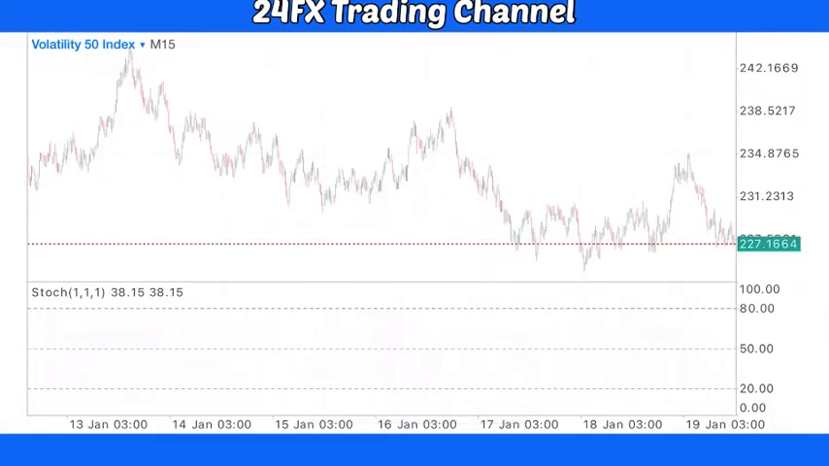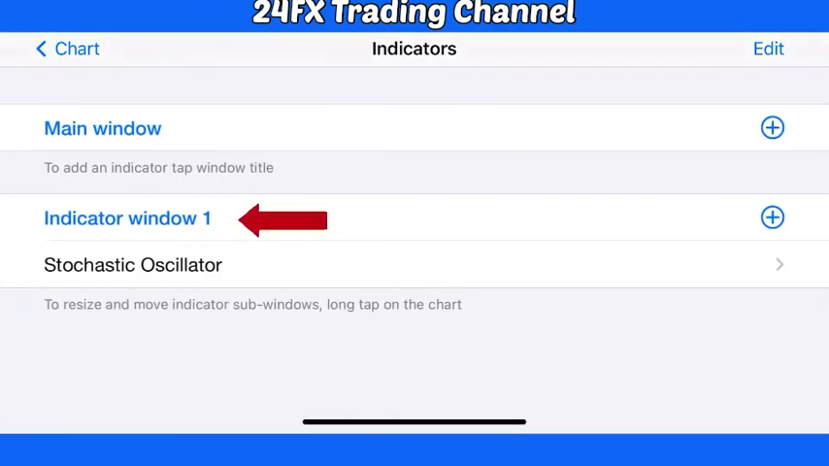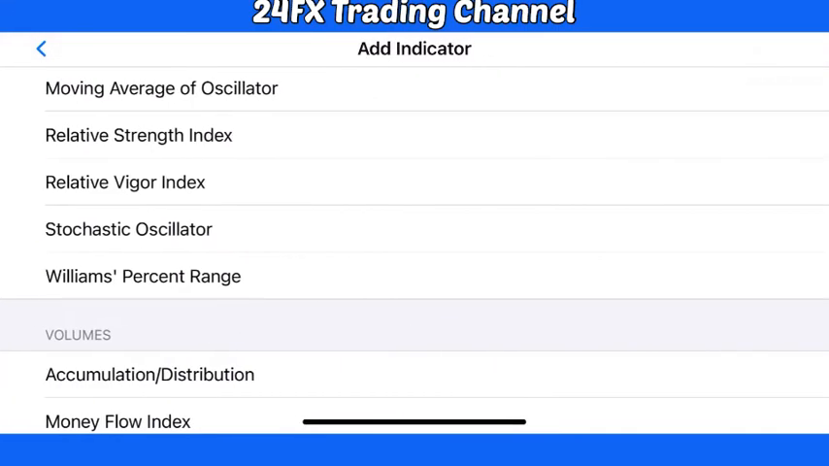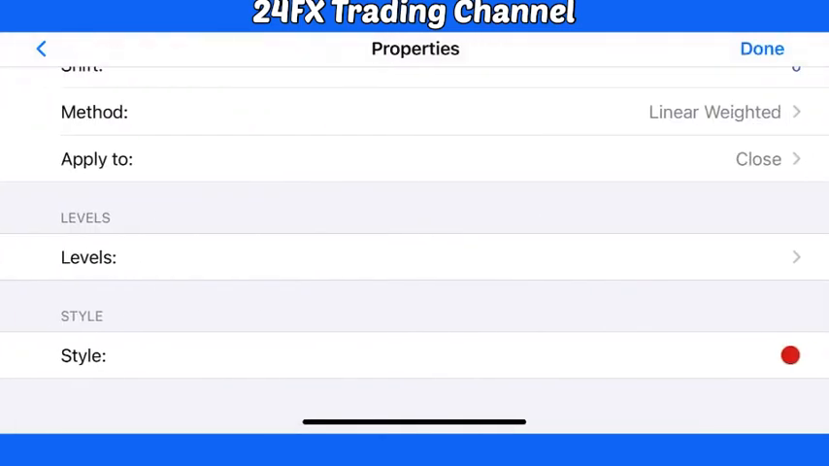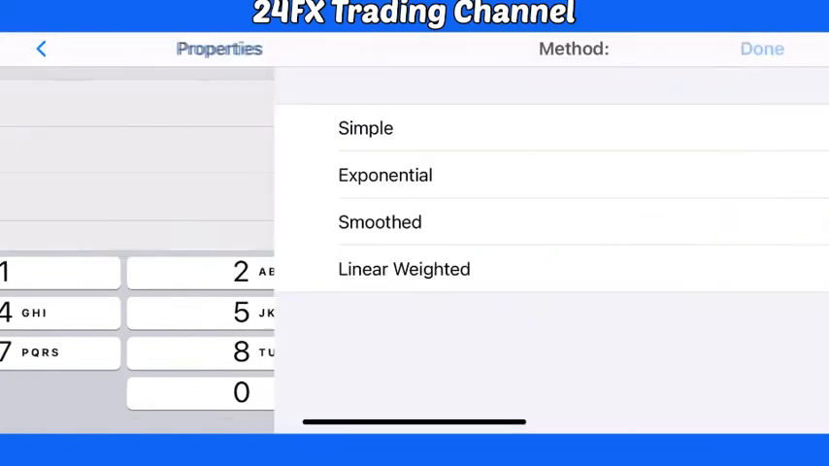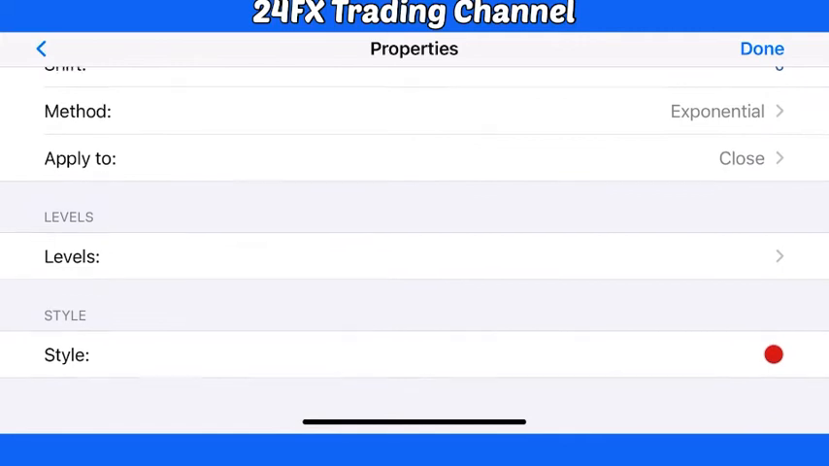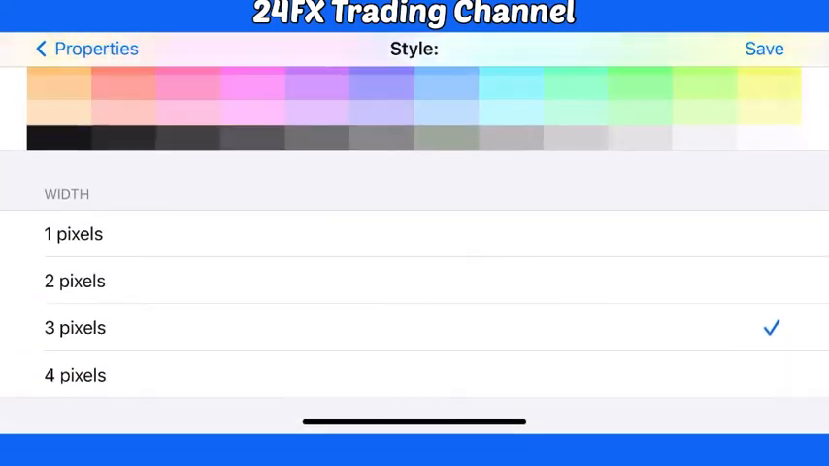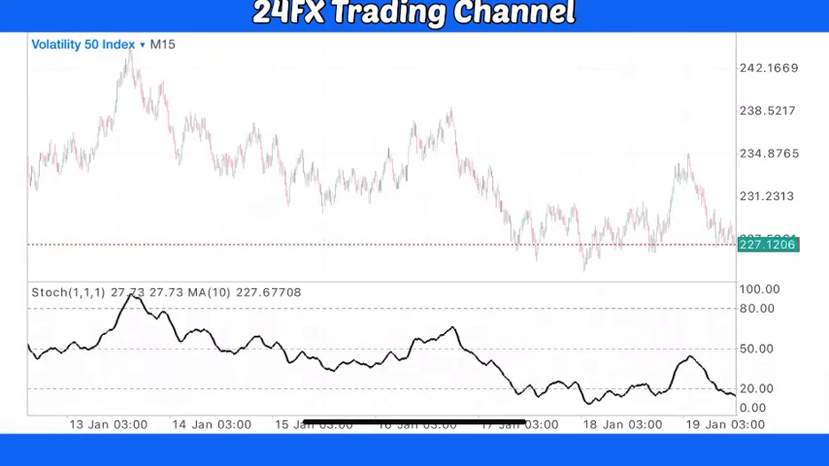The next thing is we click this F sign again and we go to indicator window 1, not the main window, indicator window 1, and we look for moving average. Now we set the period to 10, shift 0, method exponential, apply to close, and I'll choose the color black. You can choose any color of your choice and we click done. All right, so the moving average is done.